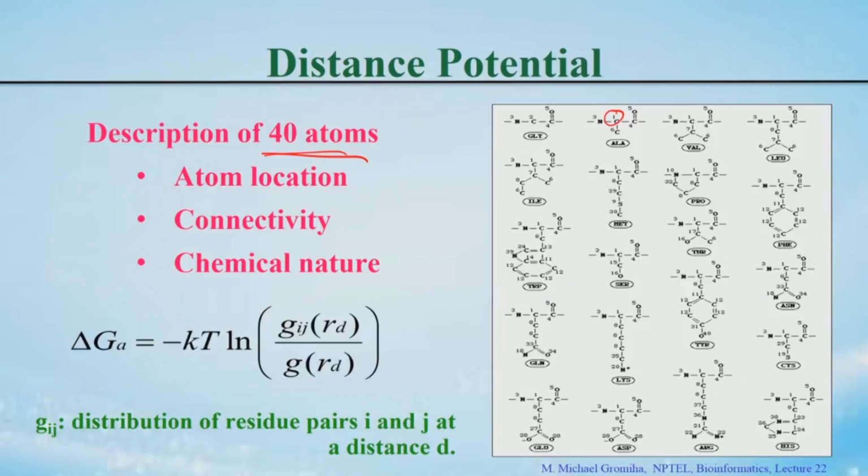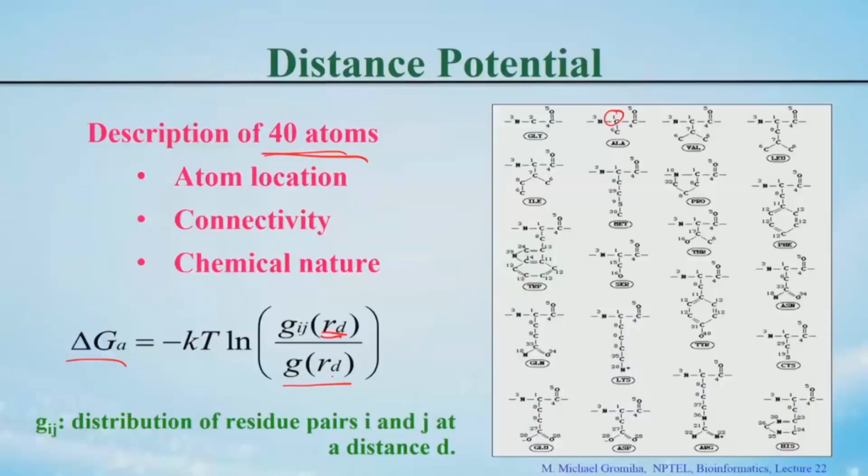Now for all these 40 types of atoms, we can calculate the distance potential using the preference of residue pairs. For any particular distance, for any specific residues, say alanine to valine, alanine to aspartic acid, what is the preference of having these 2 residues in contact at a specific distance, say for example 6 angstrom or 8 angstrom, and at the same distance, totally how many contacts. Using this information you can calculate the potentials as minus kT logarithm of this probability.